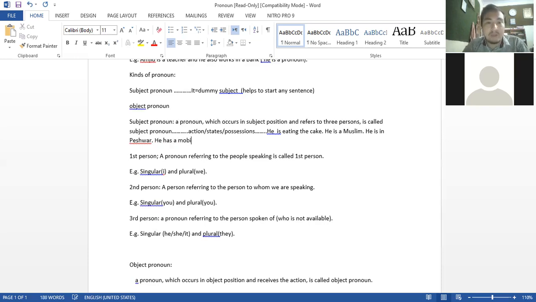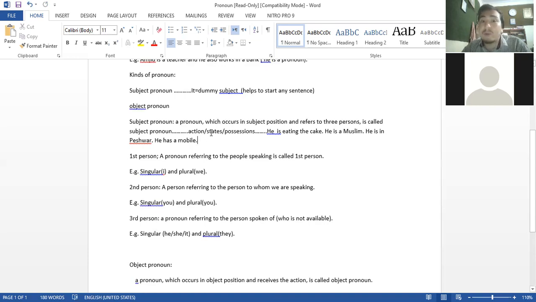Now over here, he has a mobile, this he is not doing an action. This he is not showing the state, kya or kidhar hai. It is not telling what it is or where it is. It is telling who has what. He has a mobile. It shows the possession, ownership, malkiyat, malik.